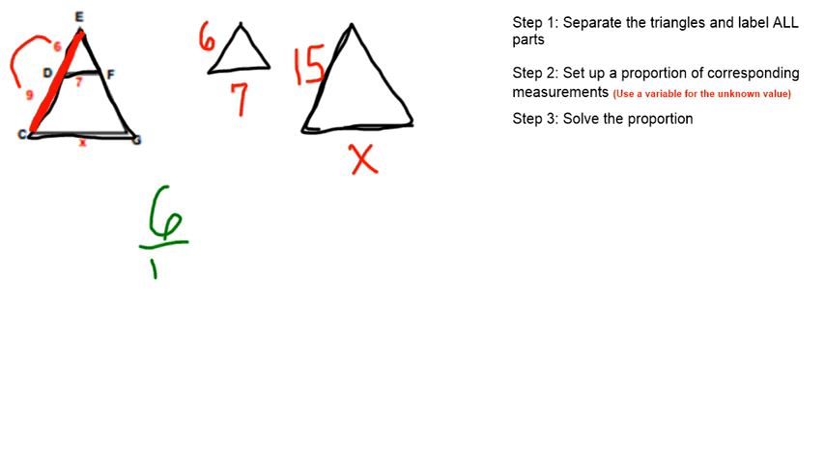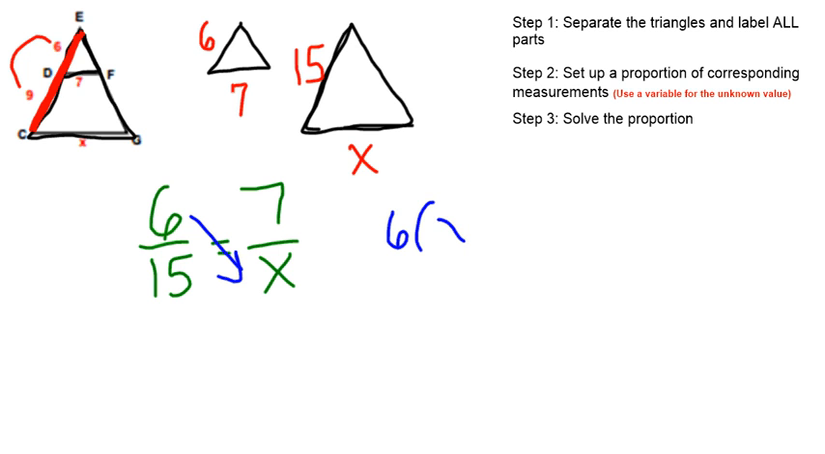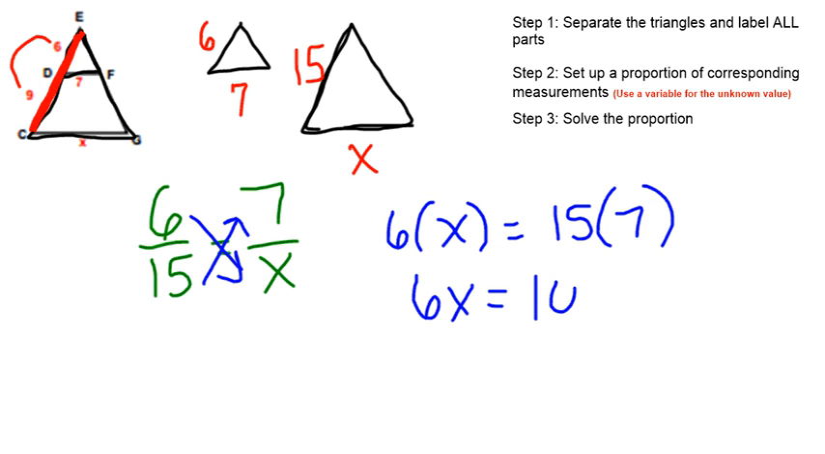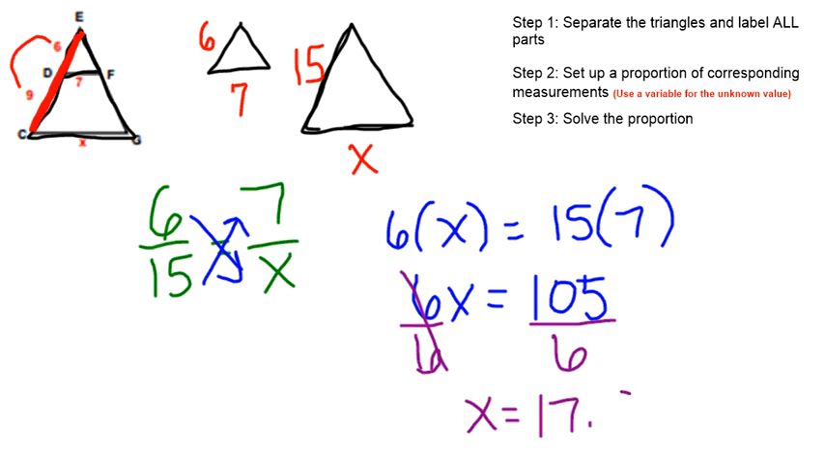So 6 corresponds with 15, and 7 corresponds with x. Now let's start cross multiplying. 6 times x, and then 15 times 7. Okay, so now I'm going to multiply. 6x equals 105. My variable x is being multiplied by 6, so I'm going to divide by 6 on both sides. So x is going to equal 17.5, and they didn't give us units, so let's just write the word units.